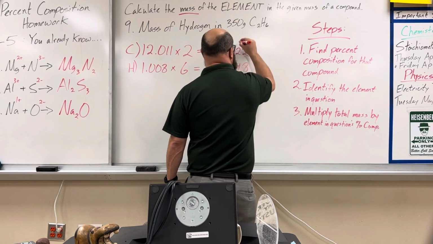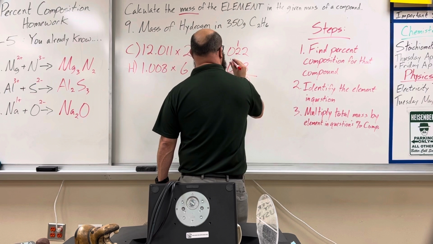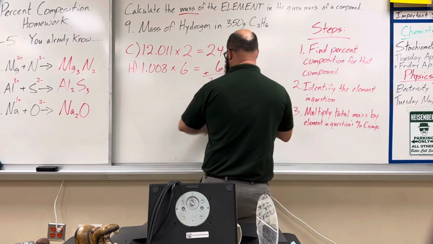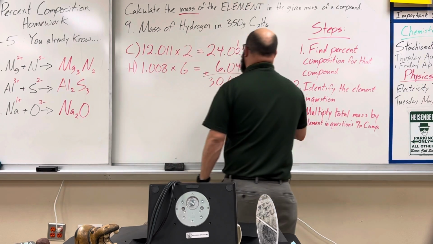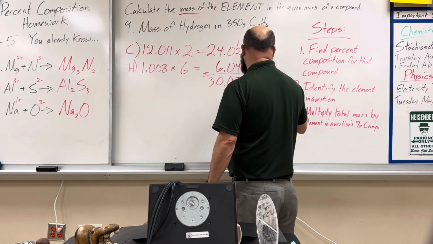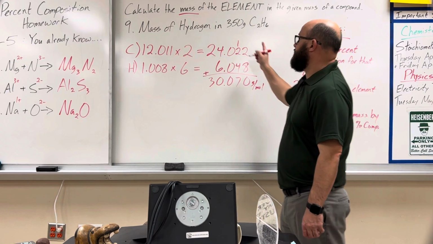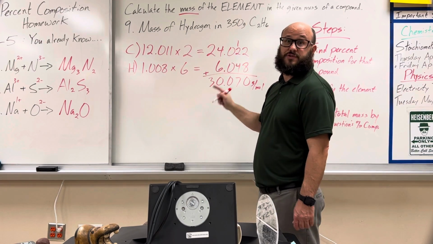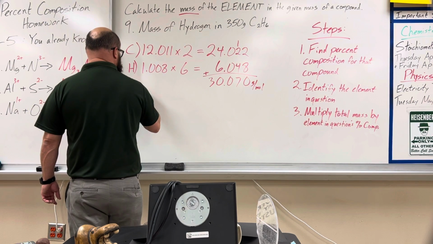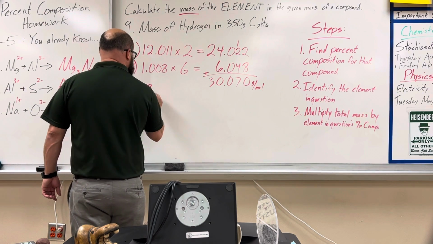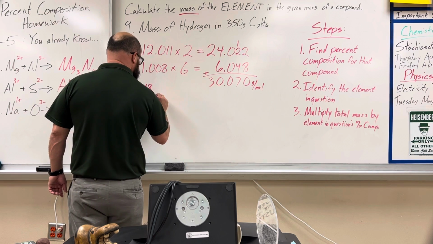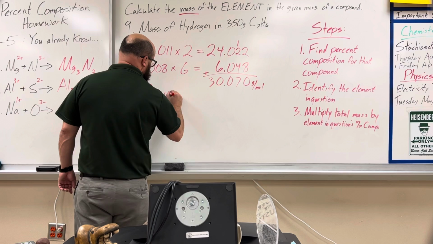Add those up. We end up with 30.070 grams per mole. Now we're just looking at hydrogen, so let's find hydrogen's percent composition. So take 6.048 divided by 30.070 and then multiply by 100.